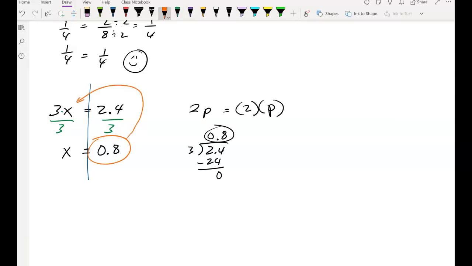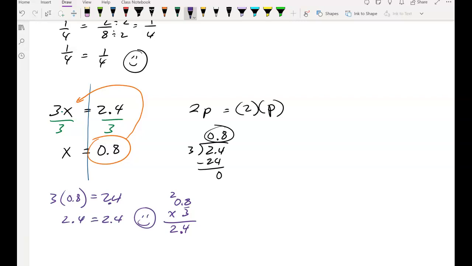We have to verify our solution by putting our value in for x back into the original equation. And that equation would be 3 times 0.8. Does that equal 2.4? All right, well, 0.8 times 3. 8 times 3 is 24. Carry the 2. 0 times 3 is 0. Plus 2 is 2. We have one number after the decimal, so we have to have one number after the decimal in our answer. And there you have it. 3 times 0.8 is 2.4, and 2.4 equals 2.4. We are good. That works. We found the solution to our multiplication equation.